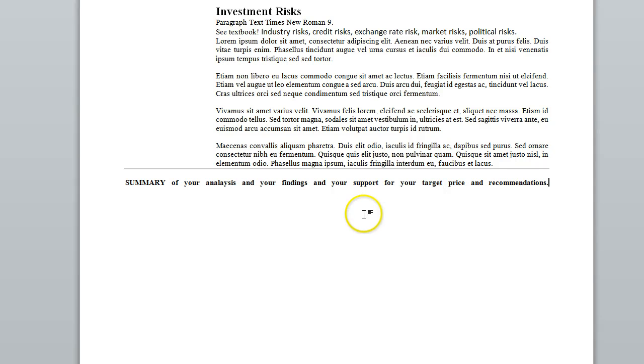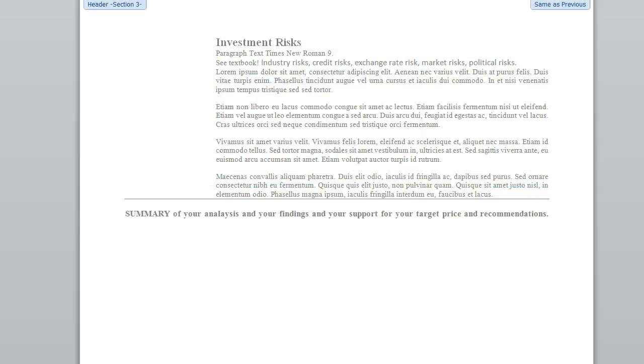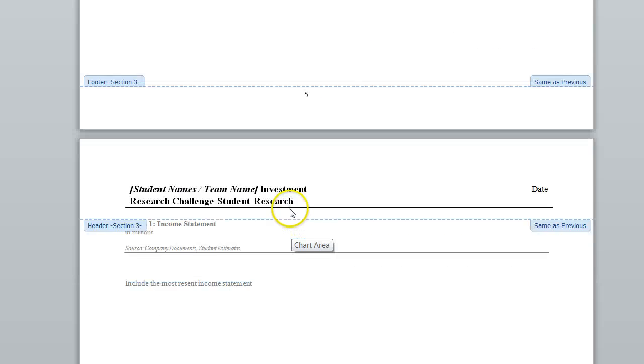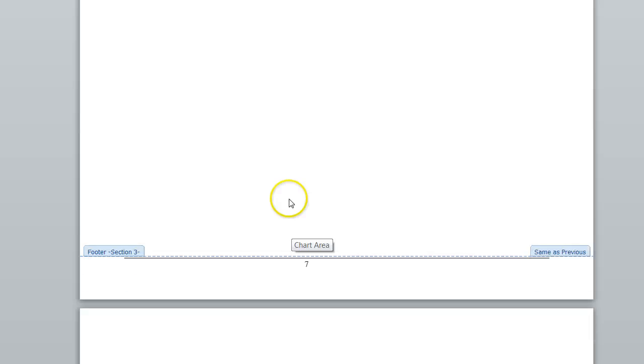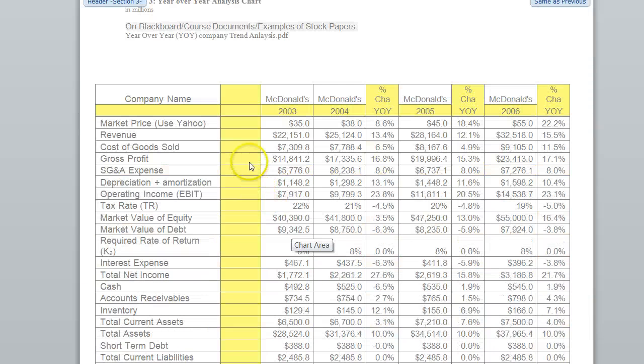Okay. So that would be the final section of the report, a summary of everything that you put together and overall findings. Now, at the bottom, you're going to be attaching a recent income statement, balance sheet, and your year-over-year analysis.